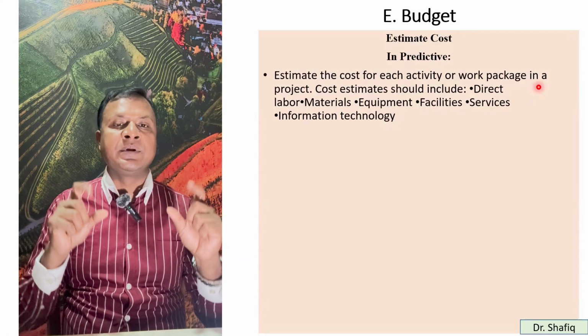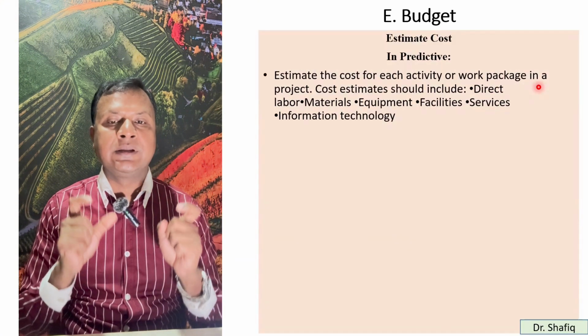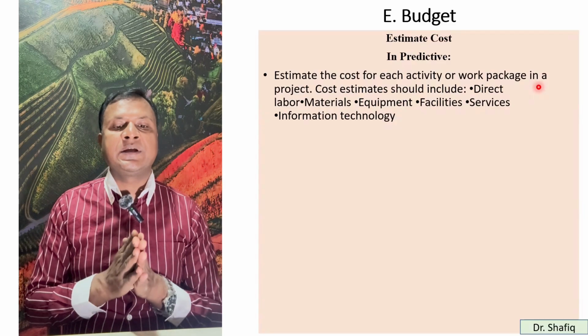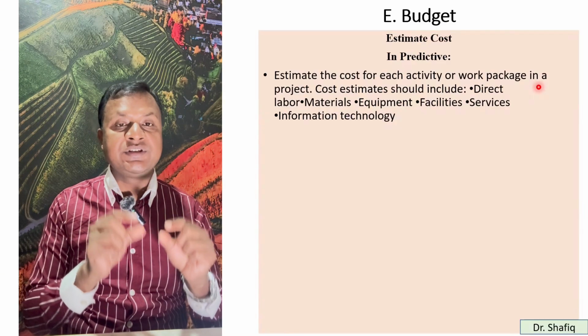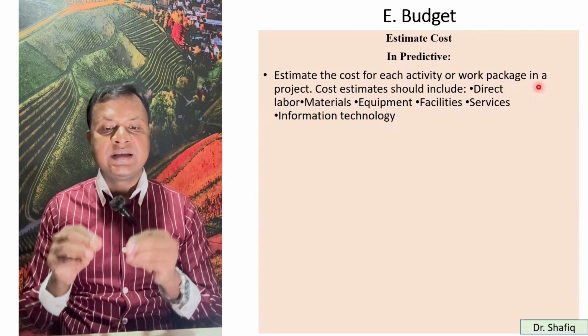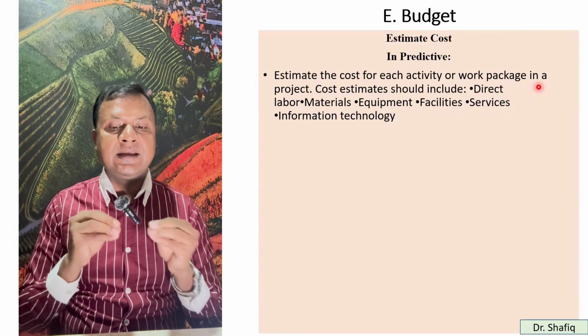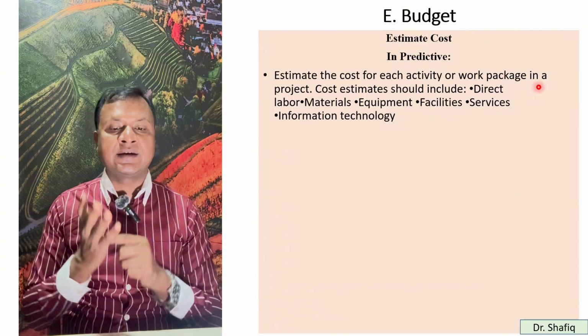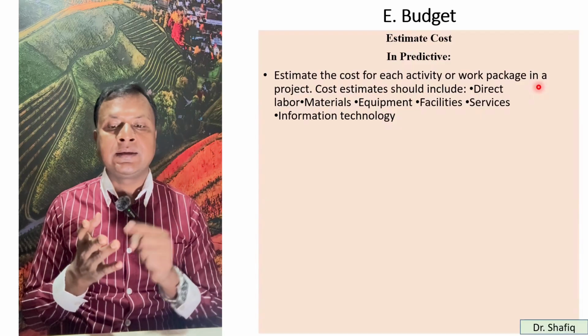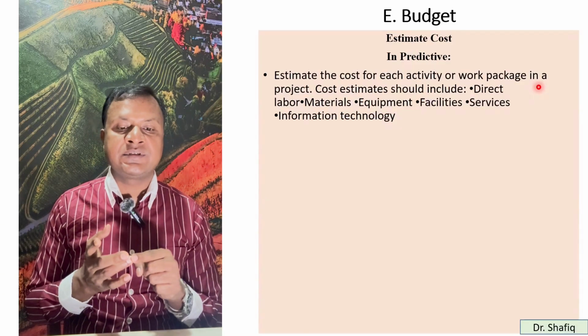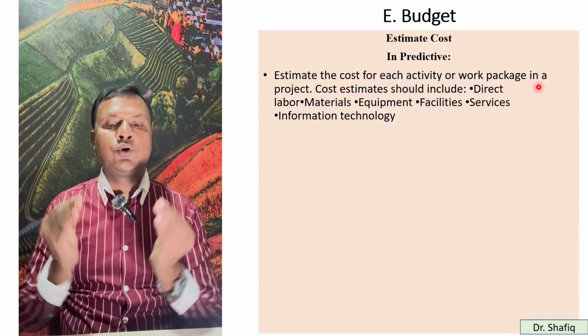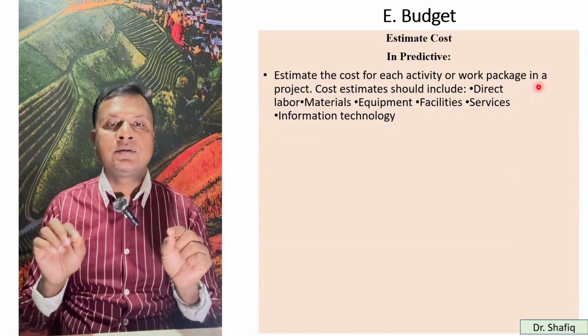Then estimating cost. How can we estimate the cost? In the predictive system, estimate the cost for each activity or work package in a project. And then the cost estimate should include the direct labor, materials, equipment, facilities, services, information technology. So all together become the activity cost.